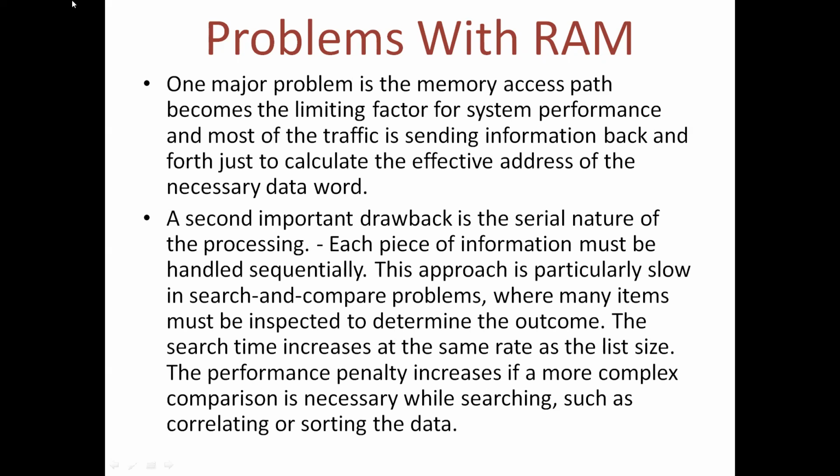The second drawback of the RAM is the serial nature of the processing. Each piece of information must be handled sequentially. This approach is particularly slow in search and compare problems, where many items must be inspected to determine the outcome. The search time increases at the same rate as the list size. The performance penalty increases if a more complex comparison is necessary while searching, such as correlation or sorting the data.